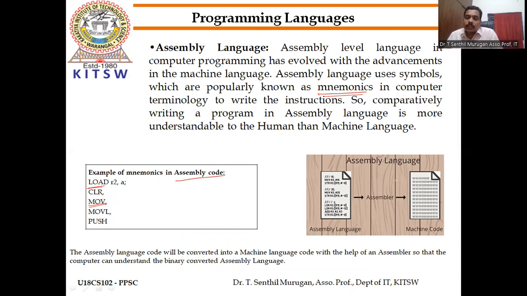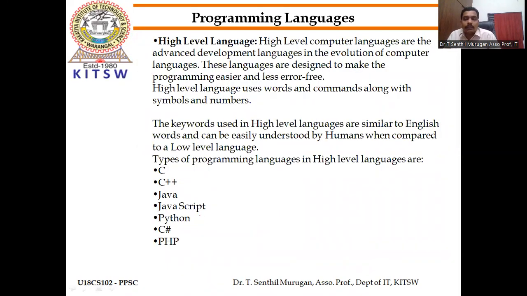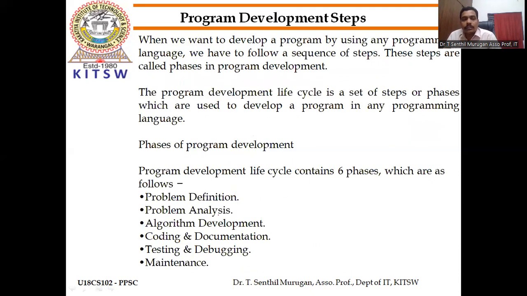Okay, the assembler, what will it do? It will convert assembly language to machine language. What is machine language? Zeros and ones. What is assembly language? Using mnemonics, that is considered the assembly language. Then high level languages, what I said, are human readable languages. So we know these programming languages; these languages are considered the high level languages.